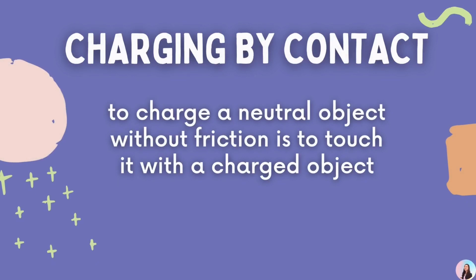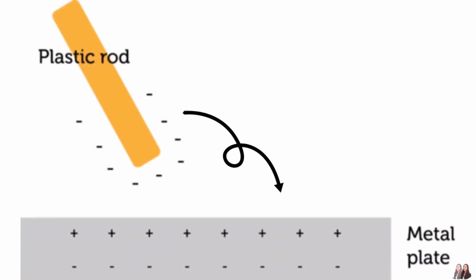Next is charging by contact. To charge a neutral object without friction is to touch it with a charged object. An example is when a negatively charged plastic rod touches a neutral object like a metal plate. The metal plate then acquires the negative charge from the plastic rod, leaving it with a smaller charge. Both now are negatively charged.